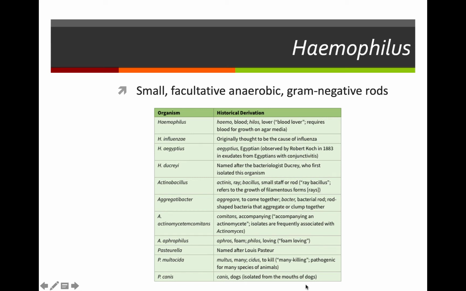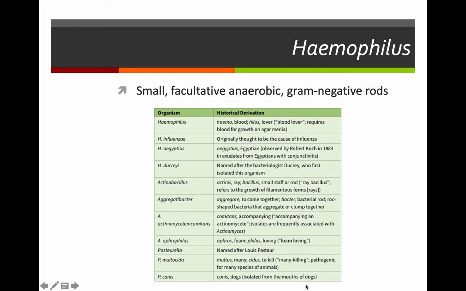There are a number of bacteria belonging to a related kind of cluster. They are all gram-negative, rod-shaped bacteria. They're listed here in this table, and some of them are described a little bit more in your textbook.